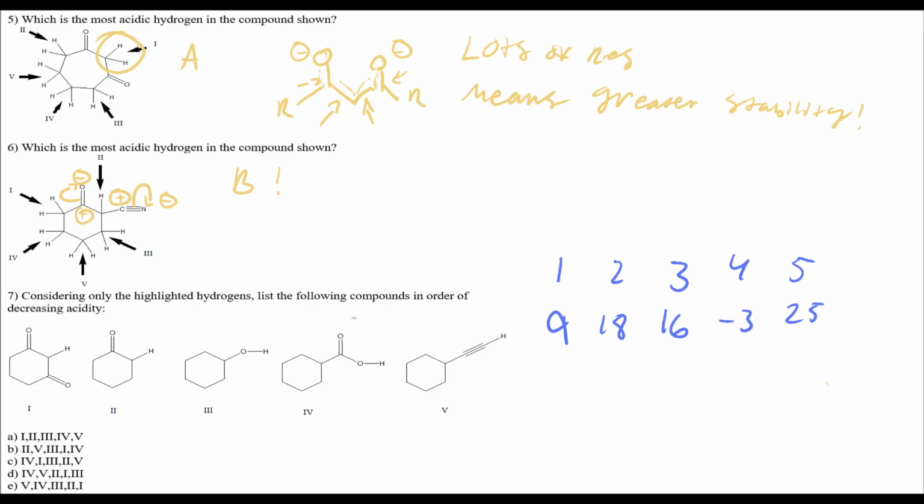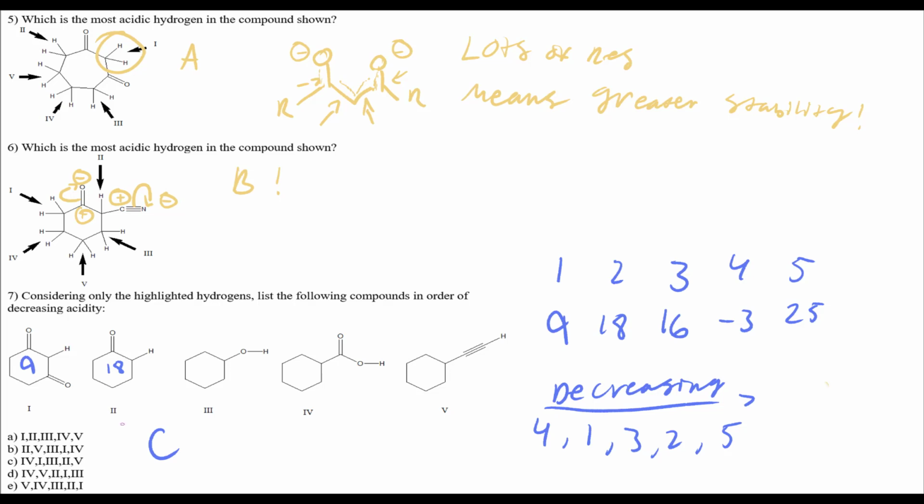Okay, there you go. So now if we actually rank them, we would have number 4 first, then 1, 3, 2, and 5. So this is going to be decreasing acidity. So we should have 4, 1, 3, 2, 5. Yep, the answer choice should be C. Alright, so this is kind of like a number that you should know. This is 18, and this is 9. So you can see that you actually increase the acidity by twice, right? So this is 16, that's -3, and that's 25.